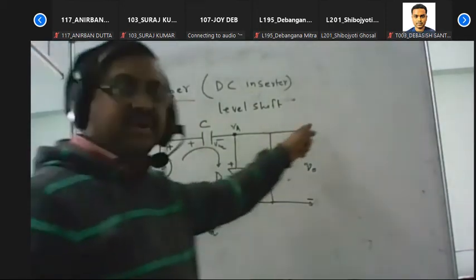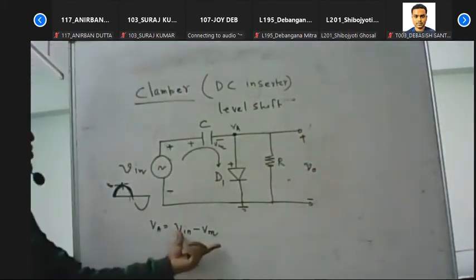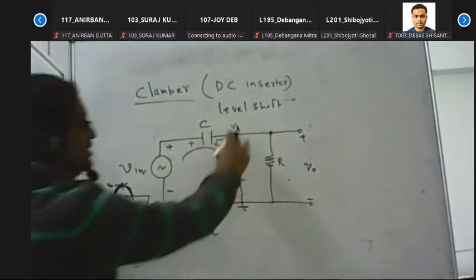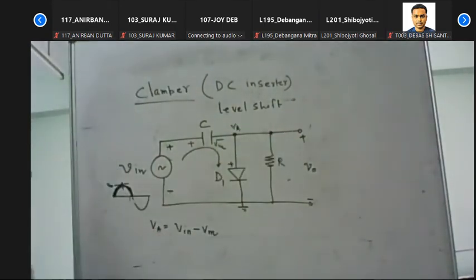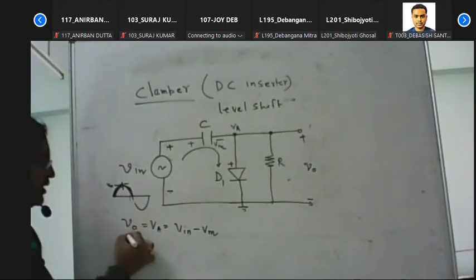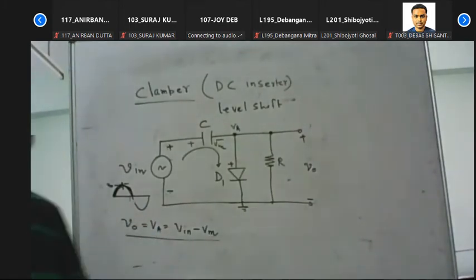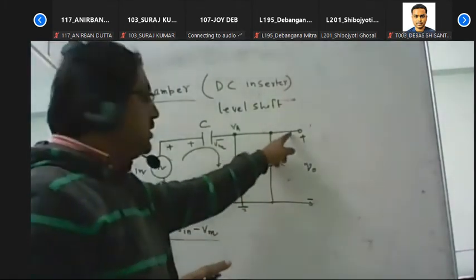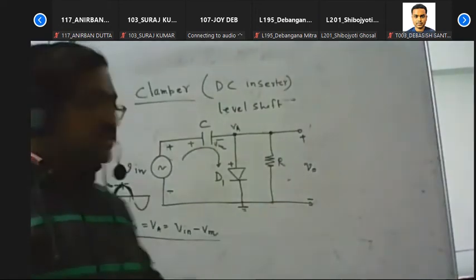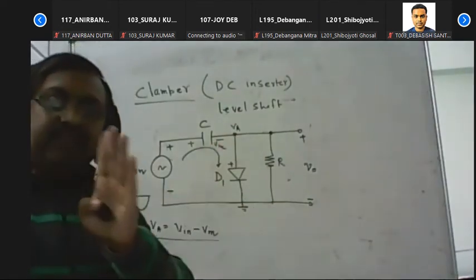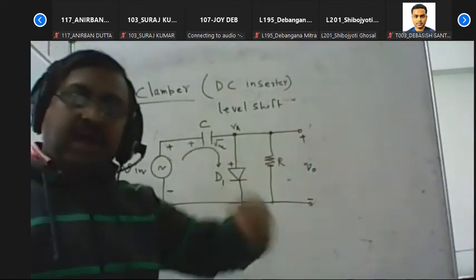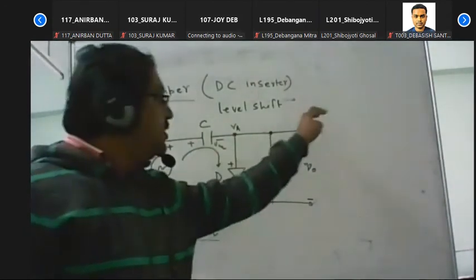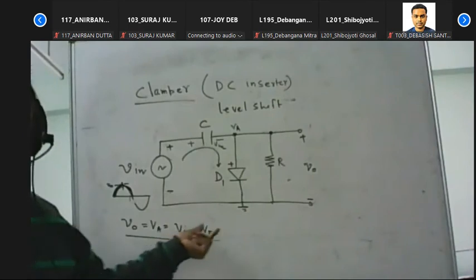So what is the output voltage? The output voltage equals Vin minus Vm, because that voltage will also appear here. These are the short circuit terminals. So the output voltage we can write as Vin minus Vm. Only for the first half cycle, the output voltage equals 0, because the diode is on. But if we ignore the first half cycle, then for any cycle of the input signal, the output equals Vin minus Vm.